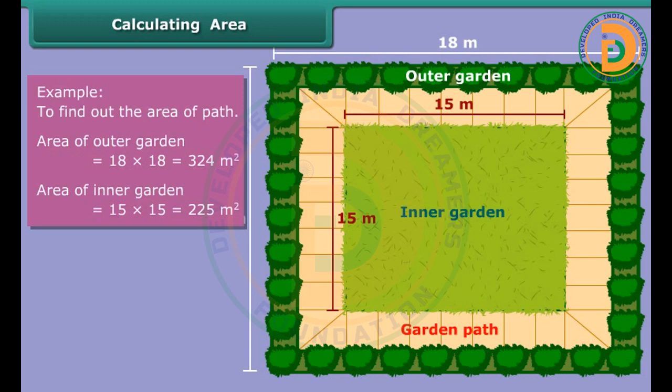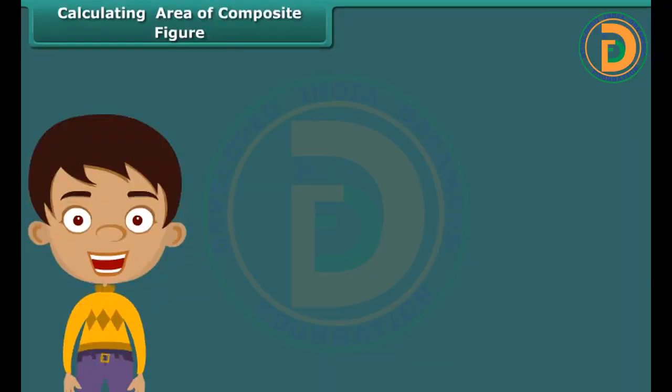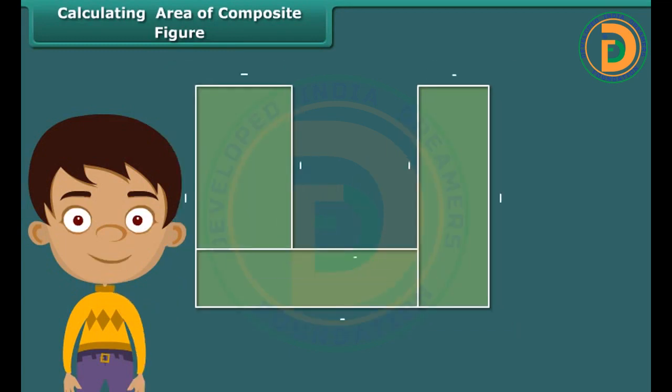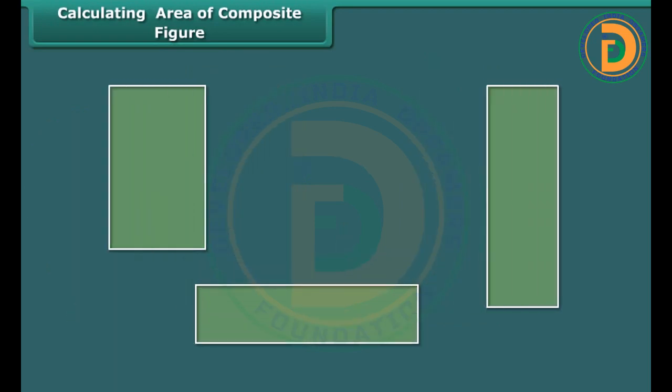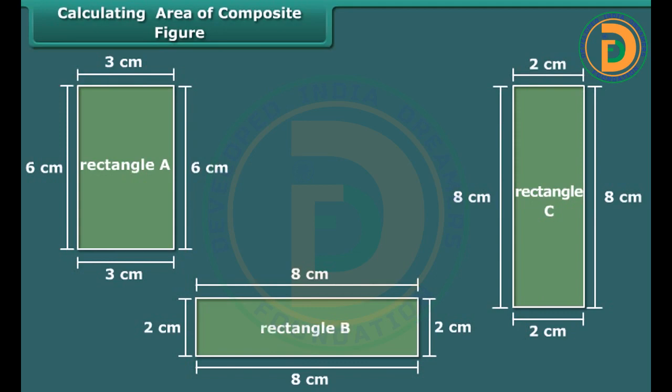meters square. Now that we have had enough practice, let us calculate the area of a shape that is made up of multiple rectangles. First, break the composite figure into individual rectangles. Calculate the area of each rectangle. Sum up the areas of all the rectangles to find the area of the composite figure.